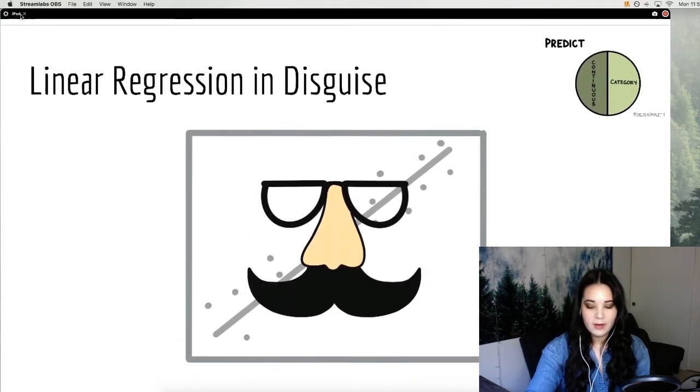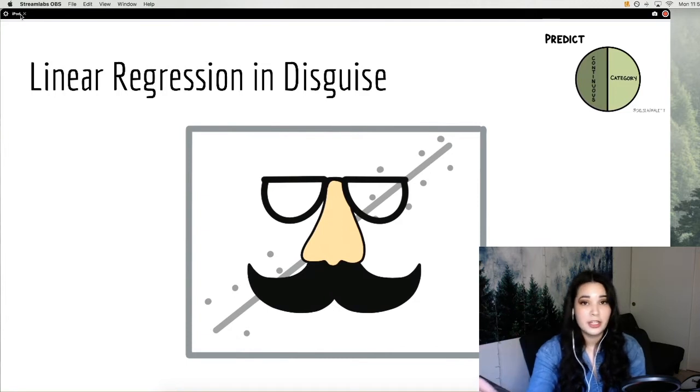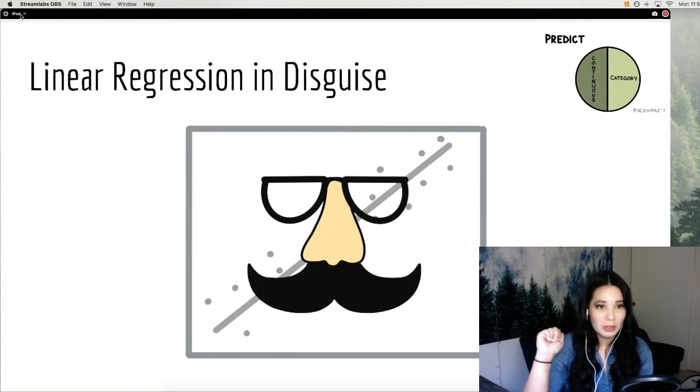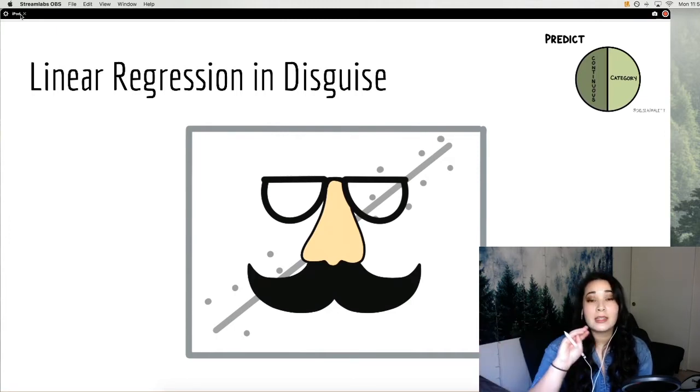Now, you may have heard of logistic regression as a classification model because it predicts categories like whether or not you're registered to vote, or whether or not you have blue eyes, or whether or not you're likely to default on a loan. But what I am going to try and get across in this lecture is the fact that logistic regression is just linear regression in disguise.